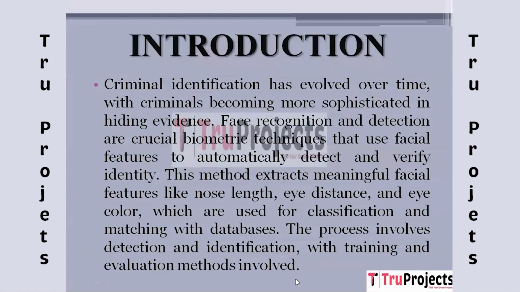Introduction. The process of identifying criminals has changed over time as criminals have gotten more adept at concealing evidence. Important biometric methods that automatically identify and verify identity using facial features include face recognition and detection. In order to classify facial features and match them with databases, this technique extracts significant facial characteristics like nose length, eye distance, and eye color. In addition to training and evaluation techniques, the process involves detection and identification.